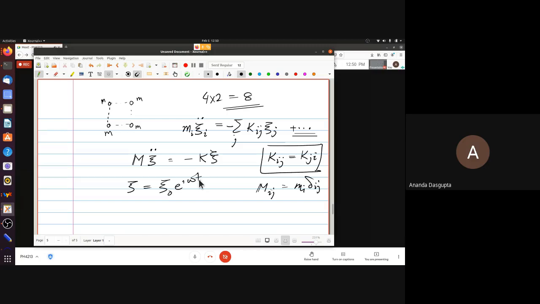The tricky part here is when you are saying xi equals xi 0 e to the i omega t, you are saying that every component, every one of xi 1, xi 2, xi 3, right down to xi 8, are oscillating together with the same frequency. How do you know that that's even possible? Now, this has nothing to do with group theory. This has something to do with very basic physics.